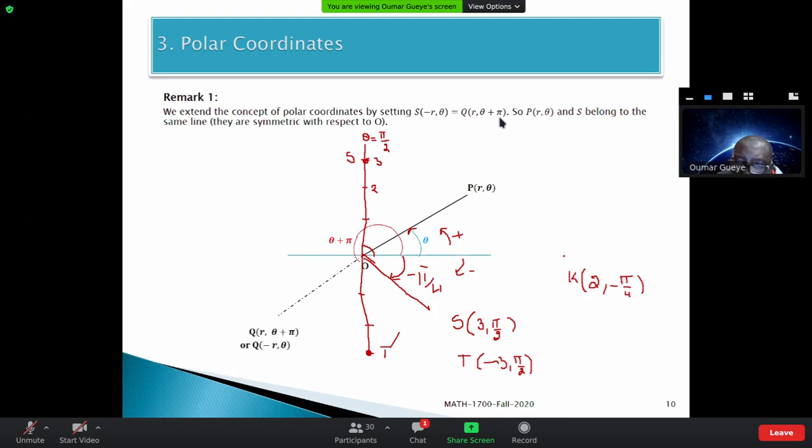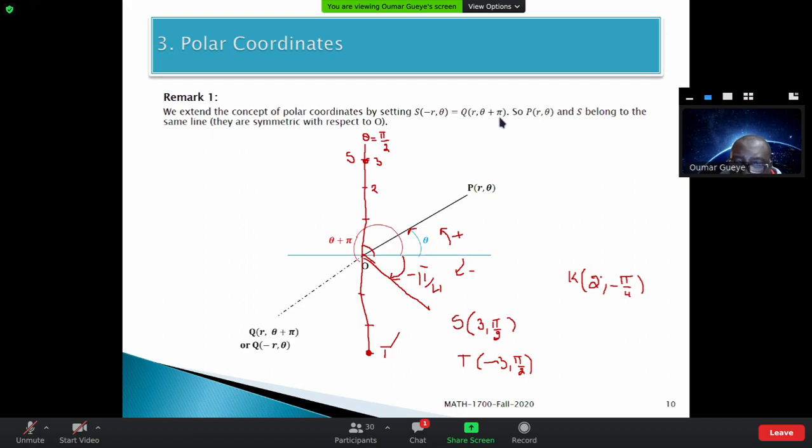And as I told you, you want to locate the point K. You always start by finding the angle, and as soon as you get it, you check the sign of R. If R is positive, you stay in the quadrant where the angle is. If R is negative, you go to the opposite quadrant. So here, if R is positive, I'm going to stay here. If R is negative, I have to take the opposite quadrant, which is the second one.